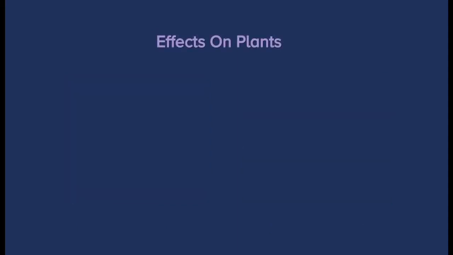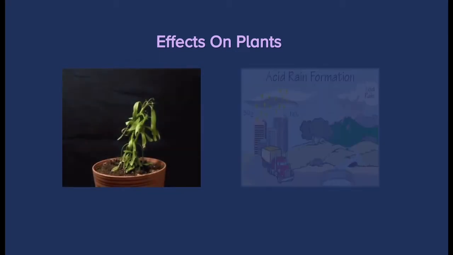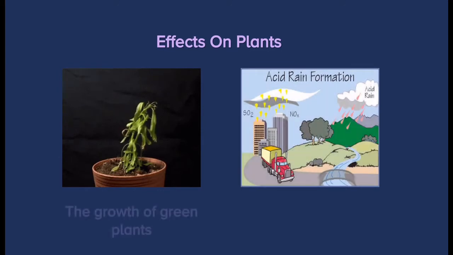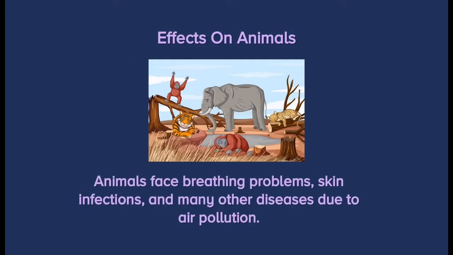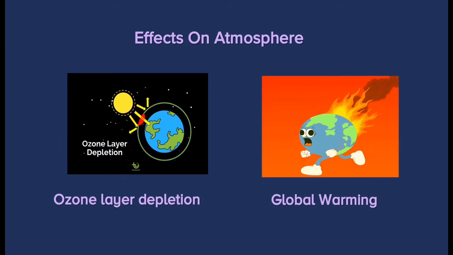Effect on plants: it affects the growth of green plants and causes damage to trees, vegetables, fruits, and flowers. Air pollution brings acid rain, which causes trees to die and leaves to dry. Effect on animals: animals face breathing problems, skin infections, and many other diseases due to air pollution. Finally, on atmosphere: air pollution causes ozone layer depletion and can eventually lead to global warming.